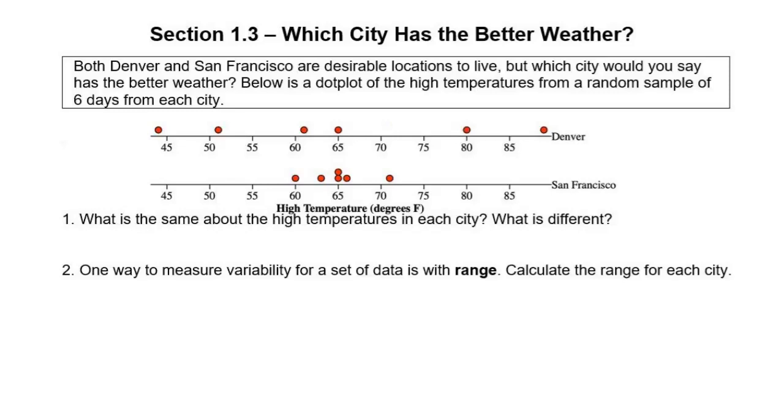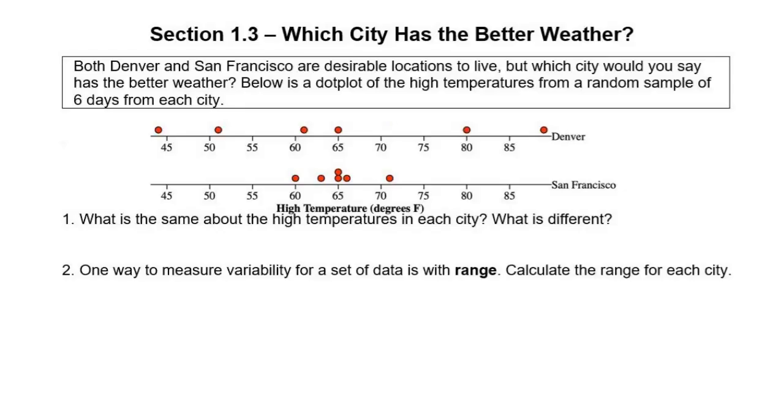Question number 1, what is the same about the high temperatures in each city? What is different? I want you to think about that acronym that we have to describe distributions. Do you guys remember when we talked about SOCS? What's the first S stand for? Shape. The O? Outliers. C? Center. And the second S? Spread or variability, yes. And if you say variability when I ask what the second S stands for, that's perfectly fine. I know it's not an S word, but it does stand for spread or variability. It's just SOCV doesn't stick in my head like SOCS does.